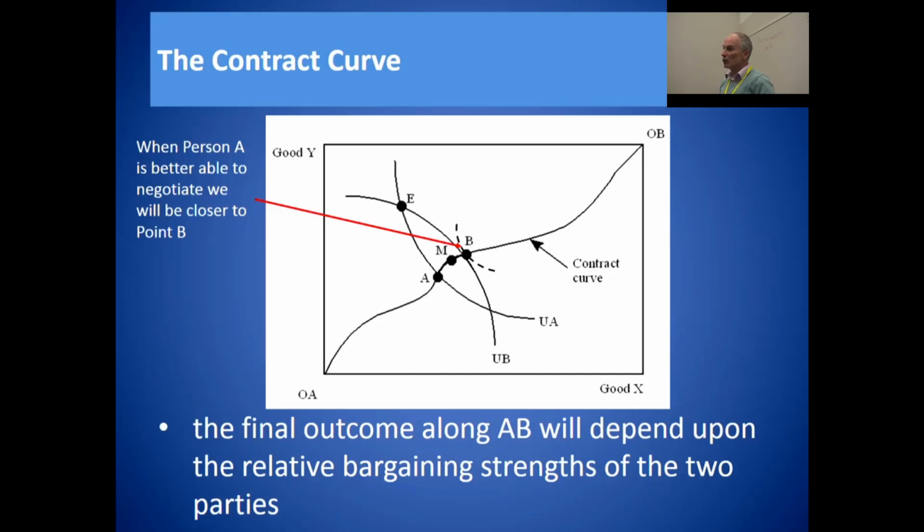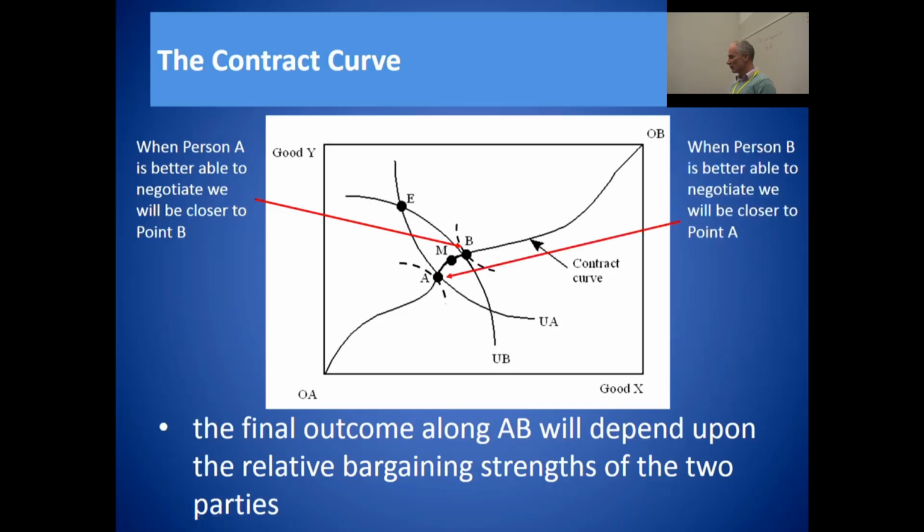So, if person A were the stronger or the better bargainer, we're more likely to be at a point closer to point B. If, in contrast, person B were the better bargainer, well, we would then end up at a point closer to point A. And again, point A is the absolute margin of where trade can take place. So if we look at point A here, person A is still on the exact same indifference curve UA. So we've not made person A worse off, but we've not made him better off either. But that's the absolute margin of his ability and willingness to trade.